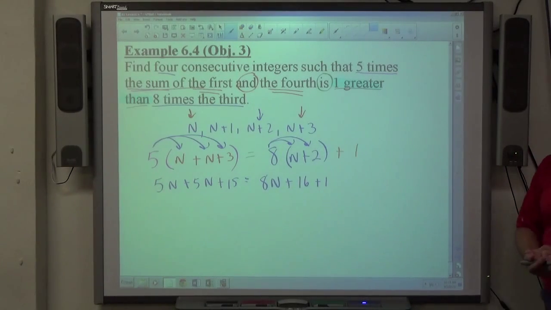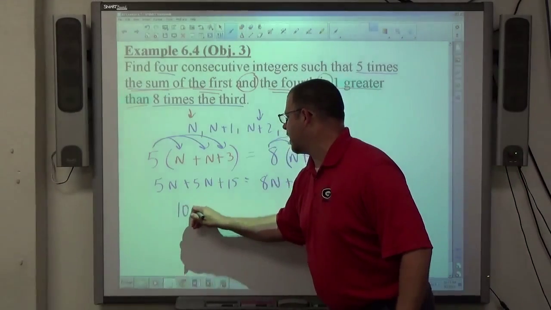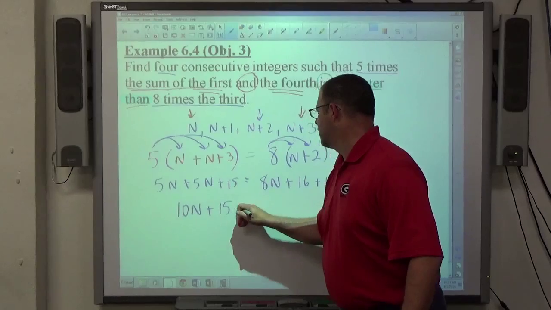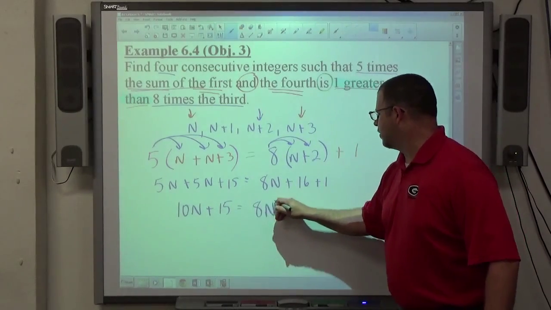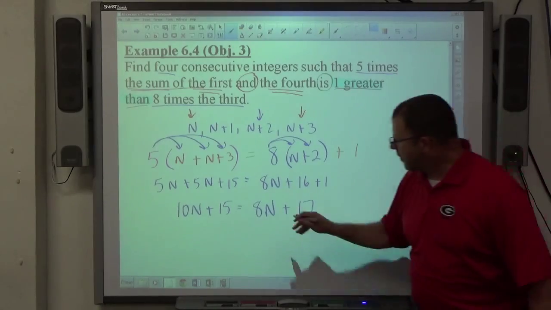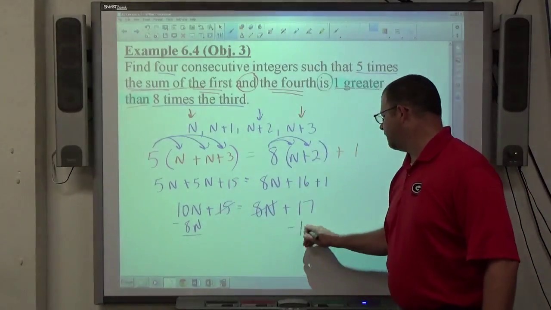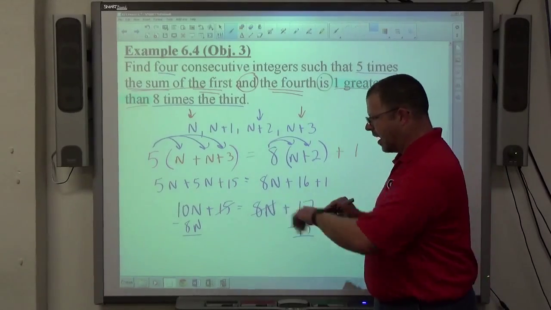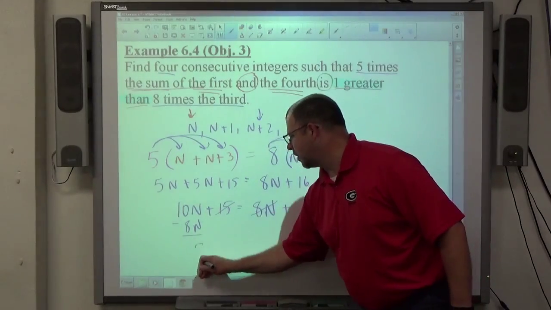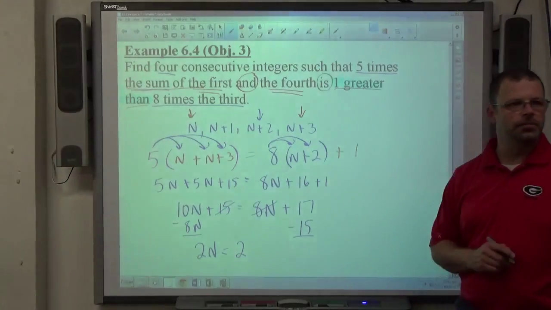All right? If I combine like terms on both sides, 5n plus 5n is 10n, 15 doesn't have a like term, 8n doesn't have a like term, 16 plus 1 is 17. And what's left is 8n moves to the left, 15 to the right. Opposite sides, both signs change when you move. So you get 2n on the left-hand side. 17 minus 15 is 2.